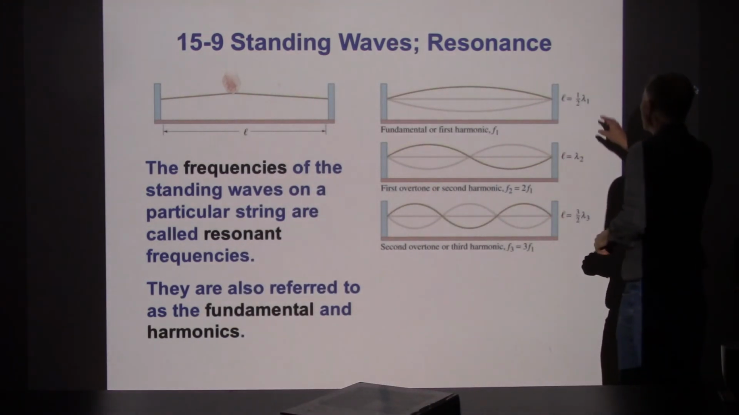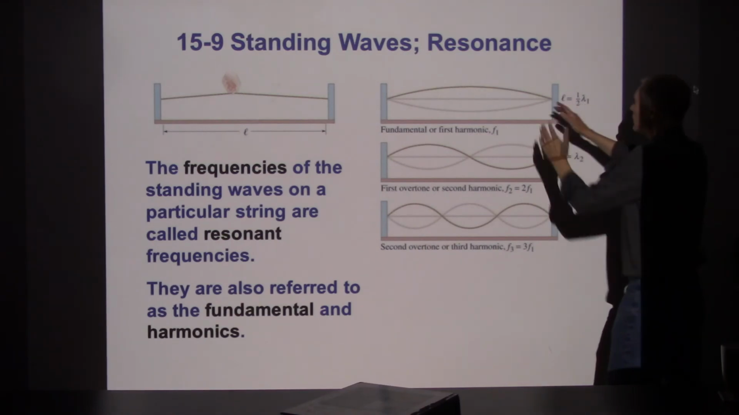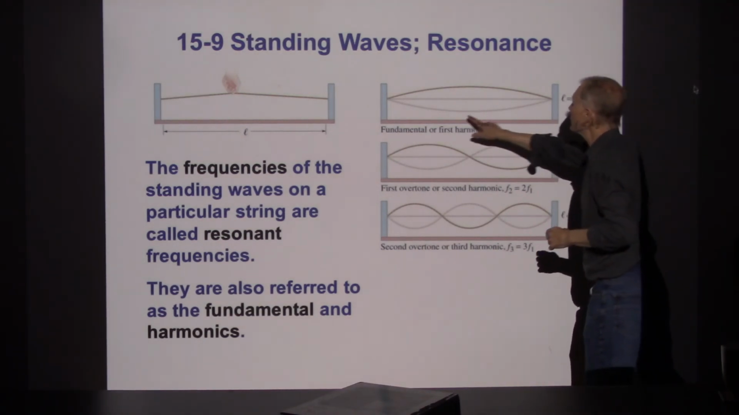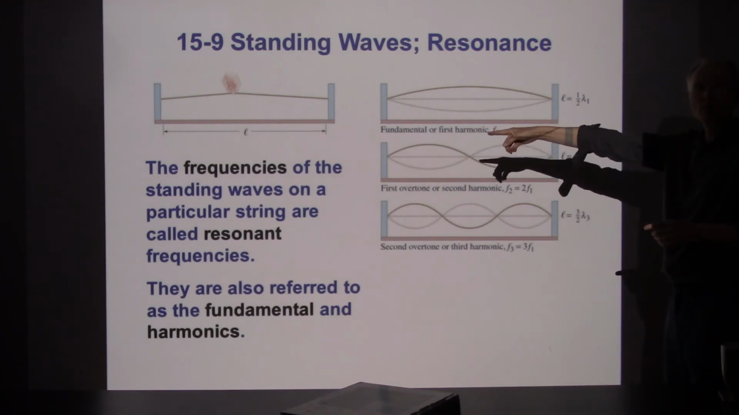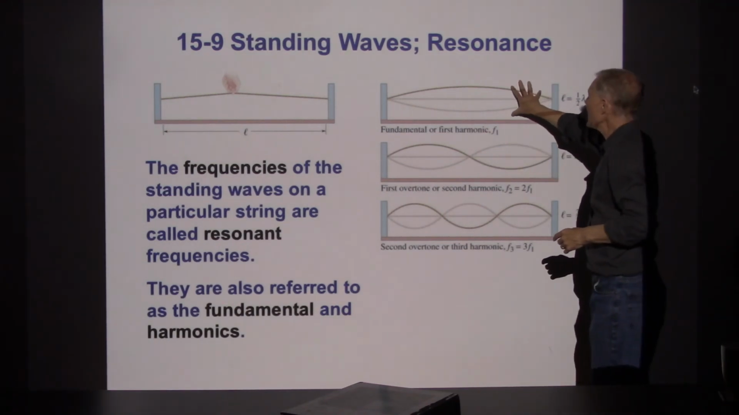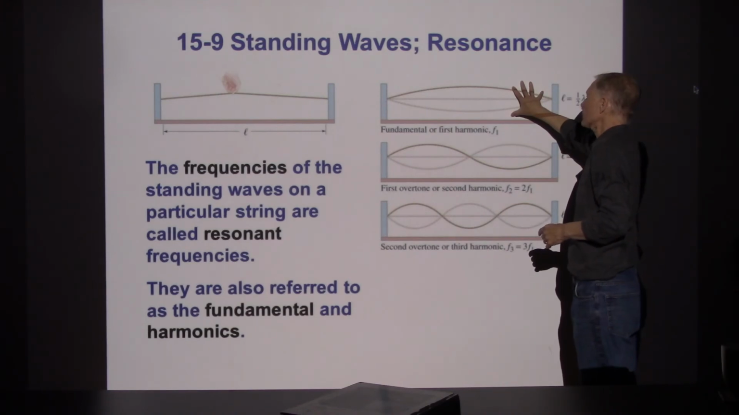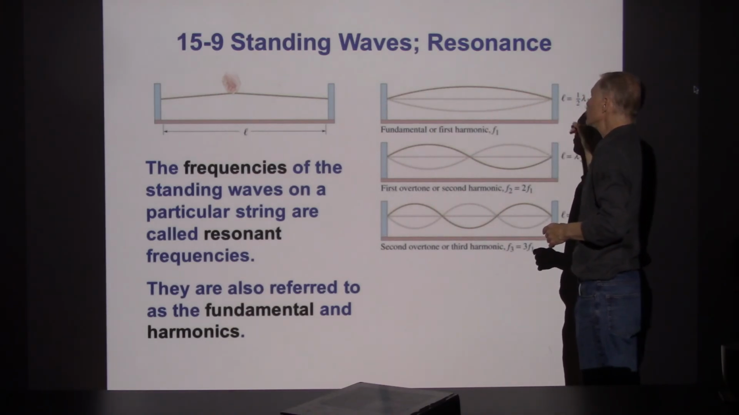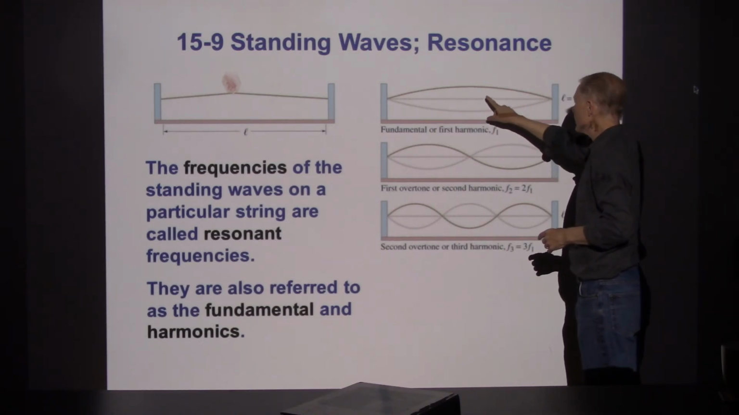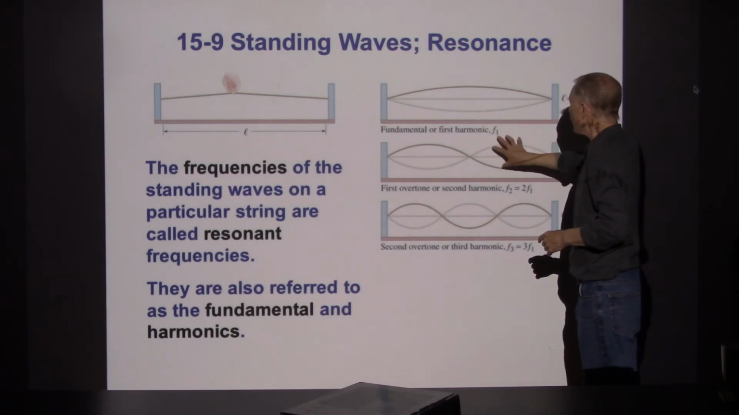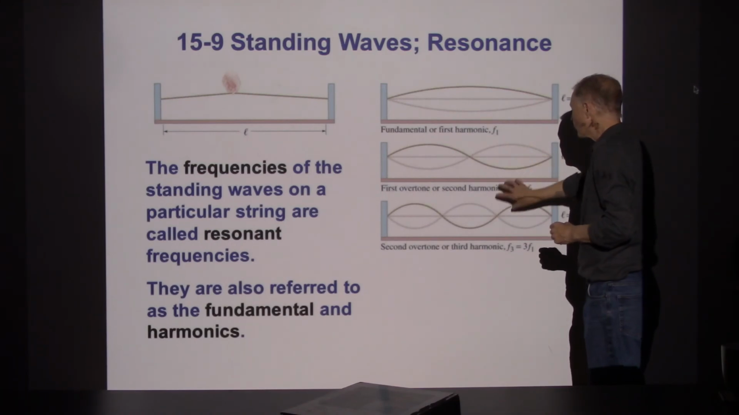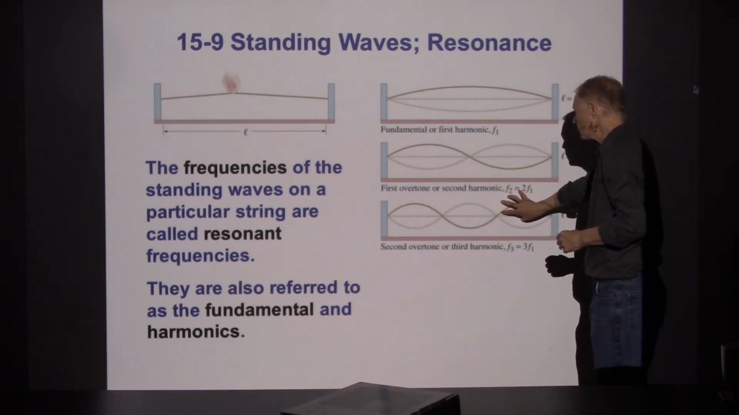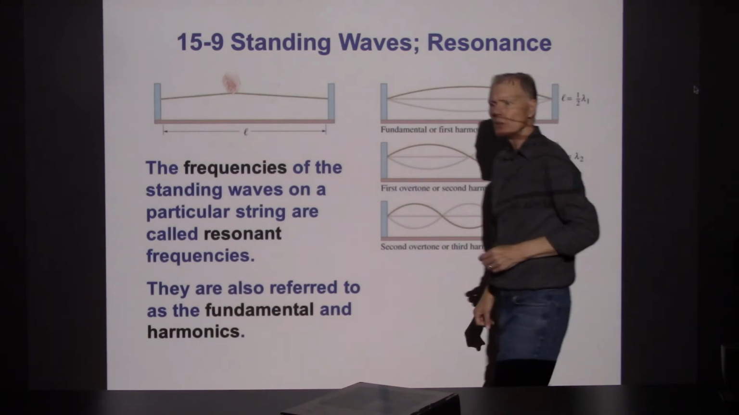Now, the wavelengths here, in this case, the wavelength is actually 2 times L, where L is the length of the string. Because all I have here is half a wavelength. A full wavelength would be 2 of these. So the wavelength here is 2L. The wavelength here is 2L divided by 2. The wavelength here is 2L divided by 3.